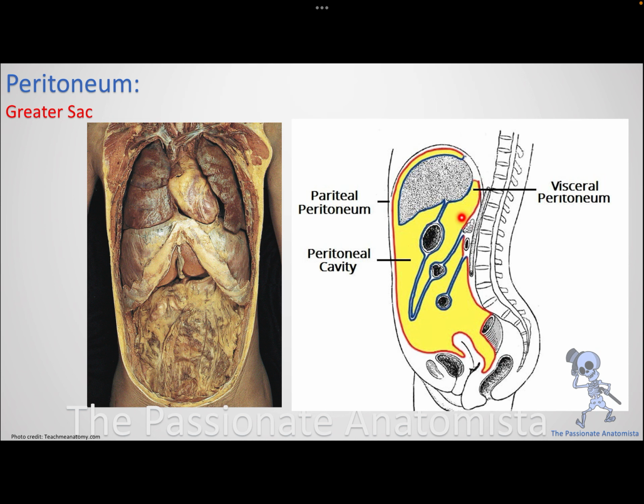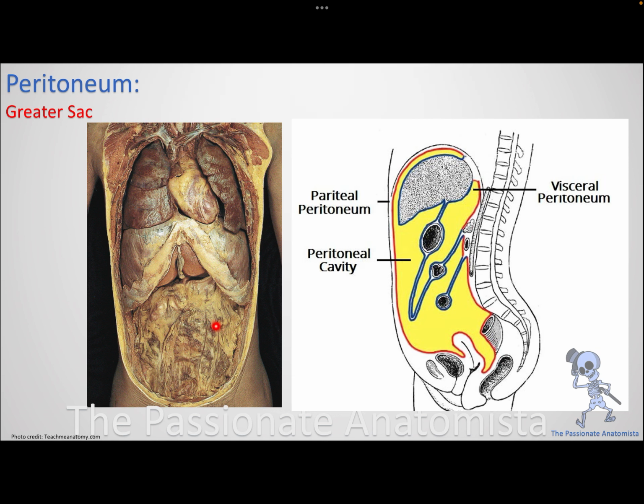The reference point for the greater and lesser sac is my stomach. If I have a space in front of the stomach, this is what I call the greater sac. If I have a space behind the stomach, this is what I call the lesser sac. It's basically a space, but it's not a real space, it's a potential space. It only gets occupied if there is accumulation of fluid.